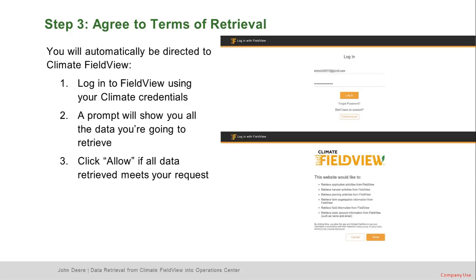After you have made the connection in Operations Center, you will be redirected to Climate FieldView's login page. Log in using your credentials. Next, a prompt will list out the data you are going to retrieve. If the list is accurate and meets your request, click Allow.